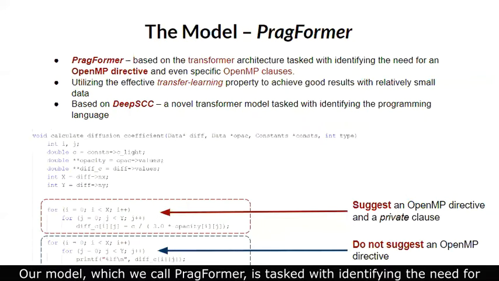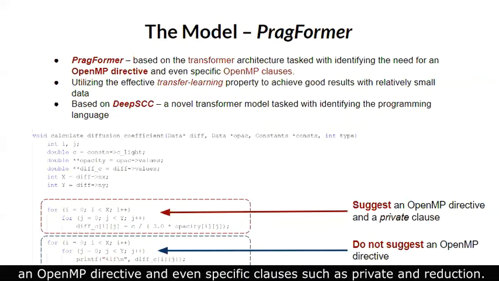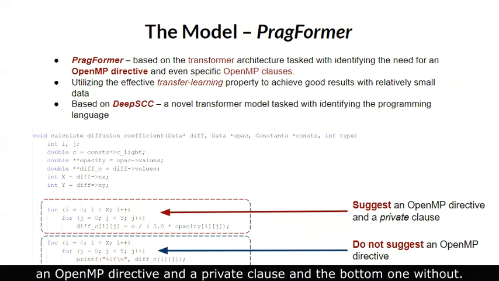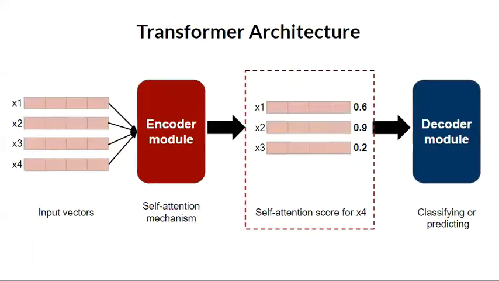Our model, which we call PragFormer, is tasked with identifying the need for an OpenMP directive and even specific clauses such as private and reduction. For example, in this code, the model should classify the top segment with an OpenMP directive and a private clause, and the bottom one without.